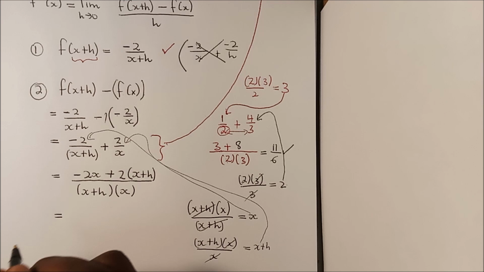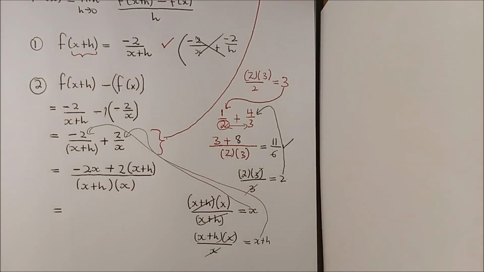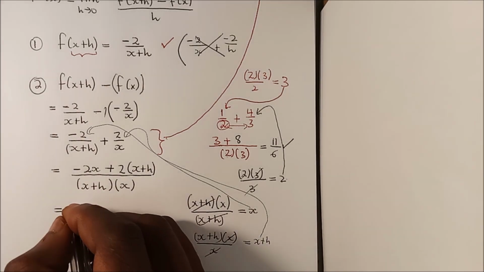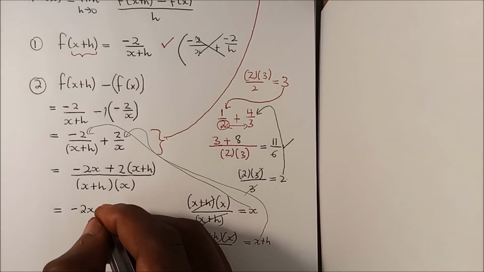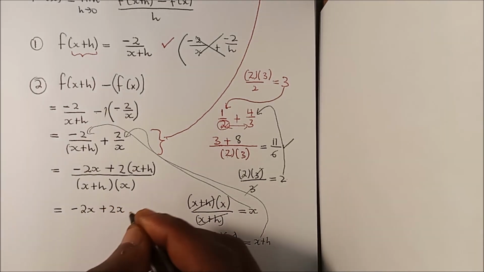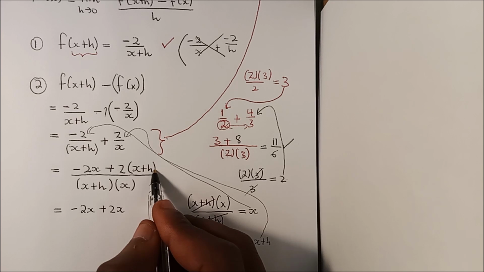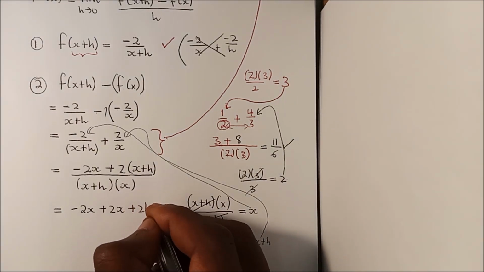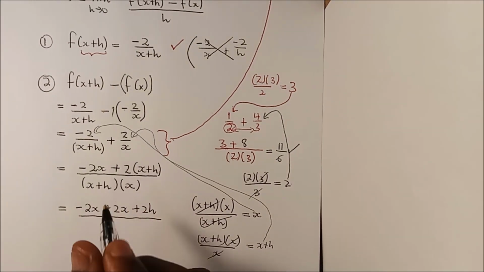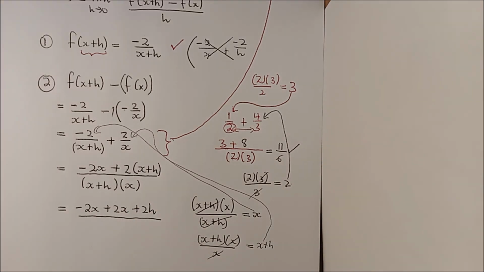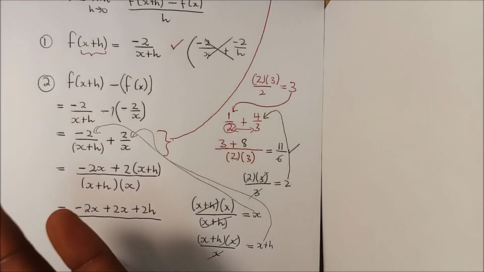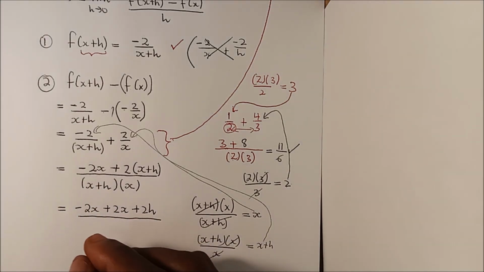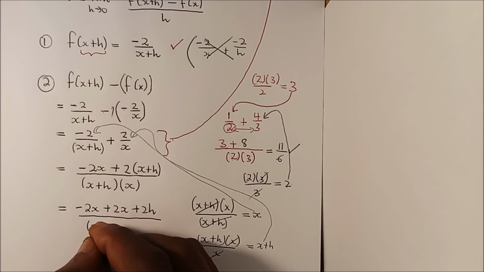That's how you combine fractions, or if you have a different approach, you can combine using that approach. So we have negative 2x, plus positive 2 times x, that's positive 2x. Then positive 2 times h, that's positive 2h, all over the denominator. Here in the denominator, you can either simplify it or leave it as it is, no problem. The answer will be the same. I prefer leaving it like that.